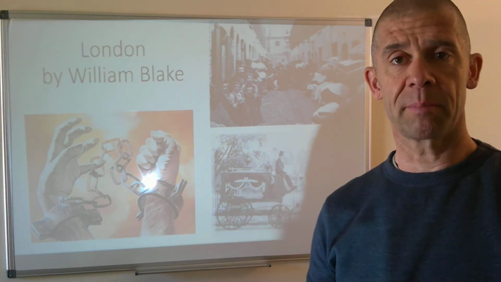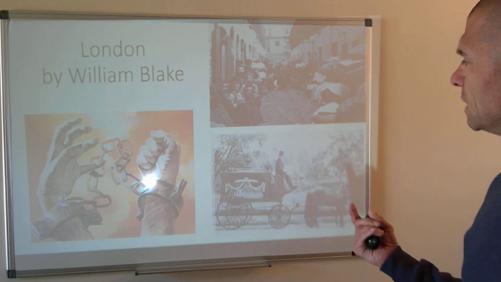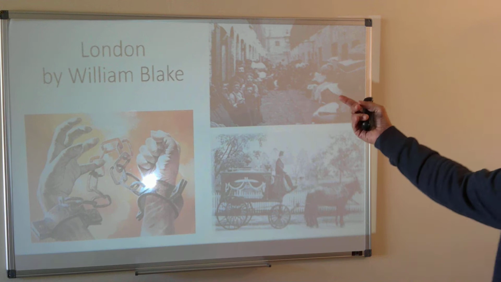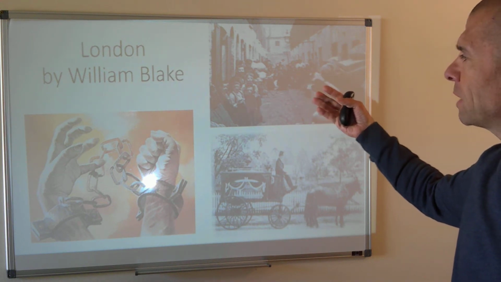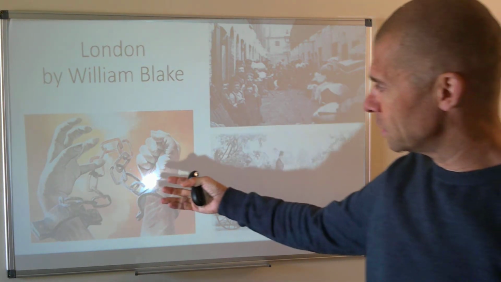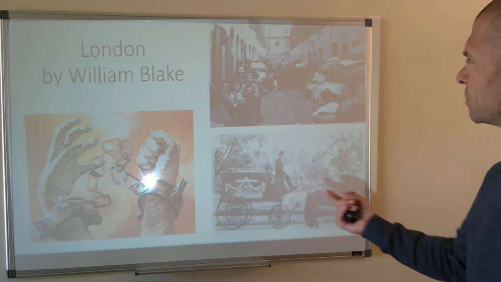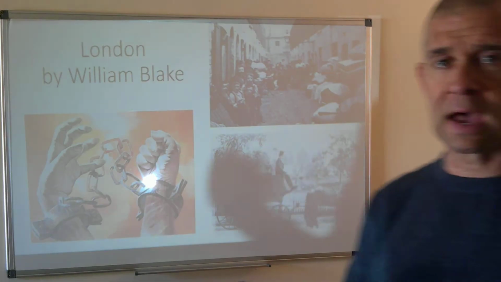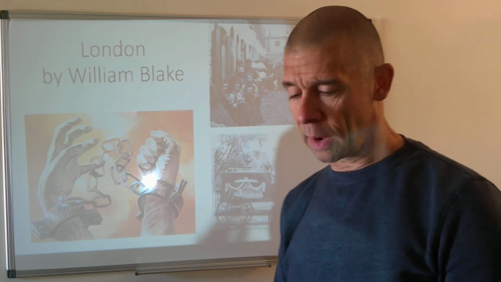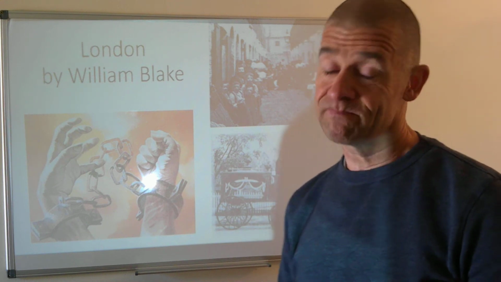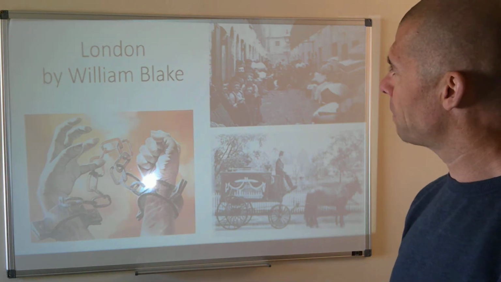And some of the images that Blake paints in his poem I've given you here. This is a picture from central London at the time that Blake was writing. And here we've got his famous image of mine-forged manacles, and down here we've got a picture of a hearse. And you might think that London had developed since 1794 and that some of the things that Blake complains about are no longer valid. And sadly, that's probably not the case. So let's get on with our poem.